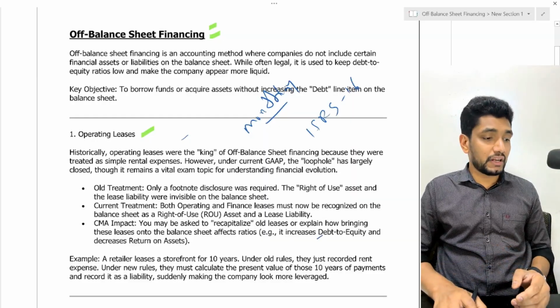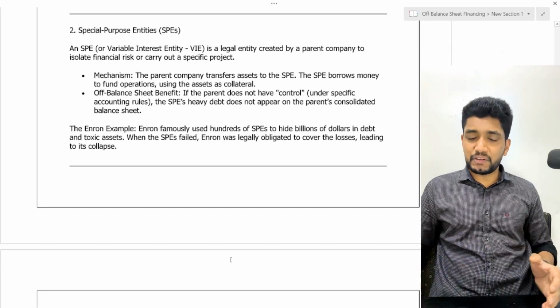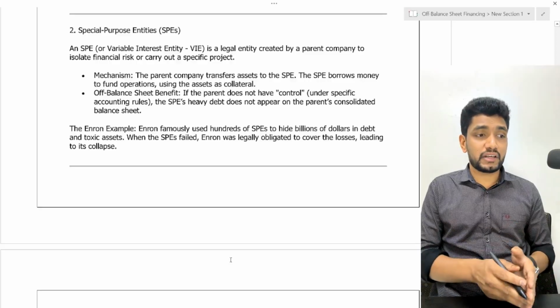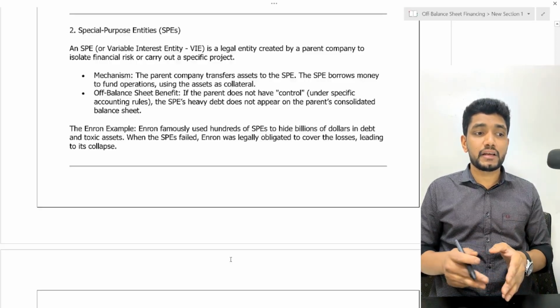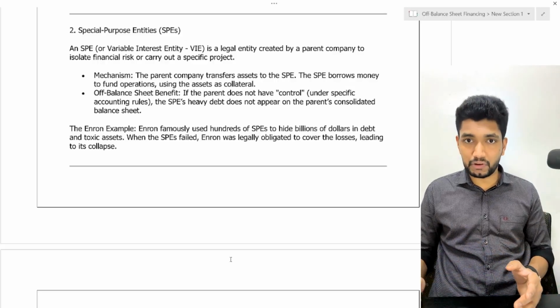So this is about operating lease. So let's move into special purpose entities. A special purpose entity is just the creation of a separate legal entity by a parent company to isolate a financial risk or carry out a specific project.